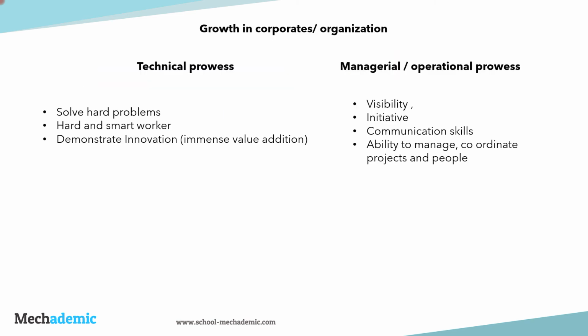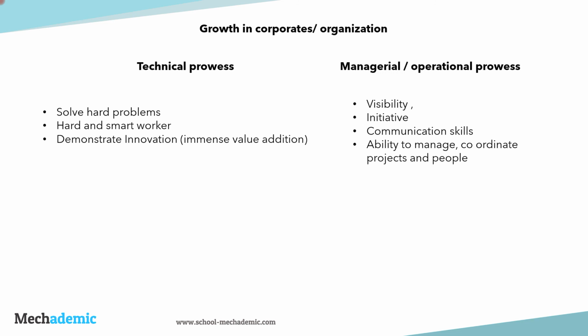So just to add to the earlier point I was making, the growth in corporates and organizations is based on two abilities. One, generally technical prowess, which is very high ability in the technical areas, and the managerial or operational prowess. In technical prowess, it's just solving the hard problems, ability to apply engineering knowledge and skills to solve hard problems, being a very hard worker, being a very smart worker, and demonstrating innovation, which is immense value addition. So these three factors will help you to grow really fast on the technical side.